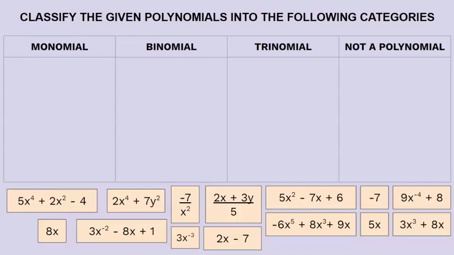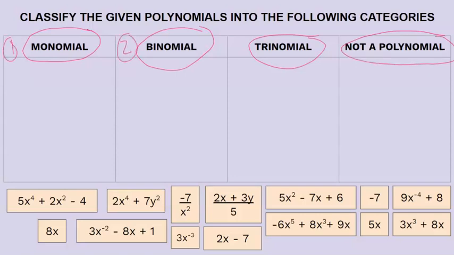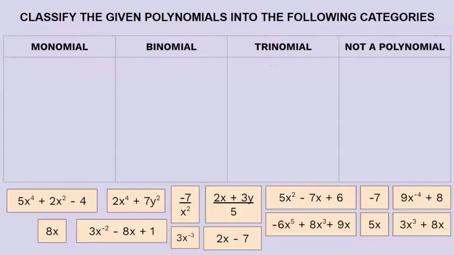So here I want you to go ahead and pause the video and try this on your own. I want you to classify the given polynomials into the following categories. So you have monomial, binomial, trinomial, and not a polynomial. So monomial, remember, is that one term, binomial is 2 terms, trinomial is 3 terms. Not a polynomial, so you're looking for those negative exponents or variables in the denominator. So go ahead and give this a try, and then once you've done that, you can resume the video. All right, and if you'd like the answers to this, I will show you those at the end of this video.